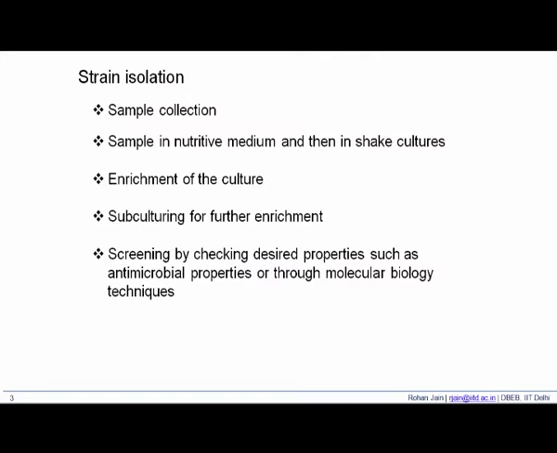So, the first is strain isolation. If you have to guess how many microorganisms there are in the world, the numbers are mind boggling. For instance, let us talk about viruses. If you take all the viruses that are present on earth and put them one after the other, the length of those viruses is more than 100 million light years. So, you can imagine how many viruses there are, and these are very small organisms, right?